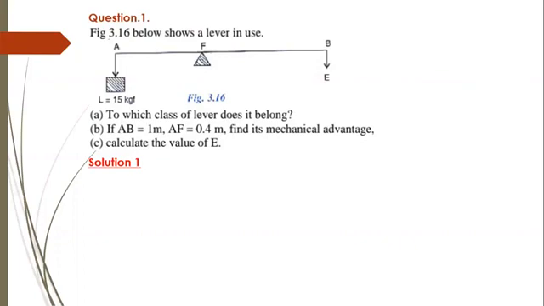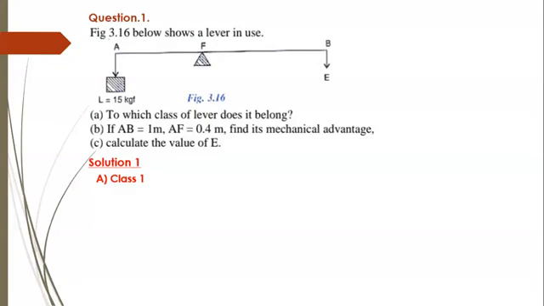Now, here we have to find out to which class of lever it belongs. You can see that the fulcrum is in between the load and the effort. Load is applied at point A, effort at point B. So your answer is: it is a class 1 lever.